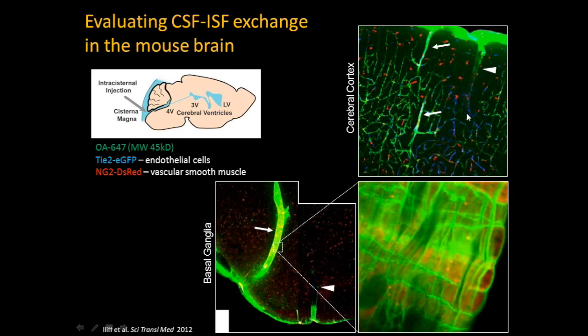This is an ascending vein here. You see that the tracer really doesn't enter along this venous pathway. So there's a pretty big difference, artery versus vein, as to whether or not the CSF is entering along that pathway. And when you look in the basal ganglia, you see something analogous but greater in magnitude.